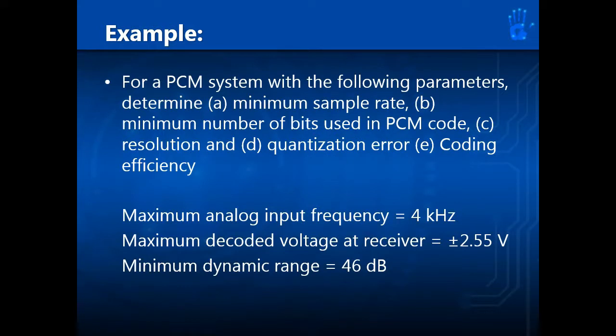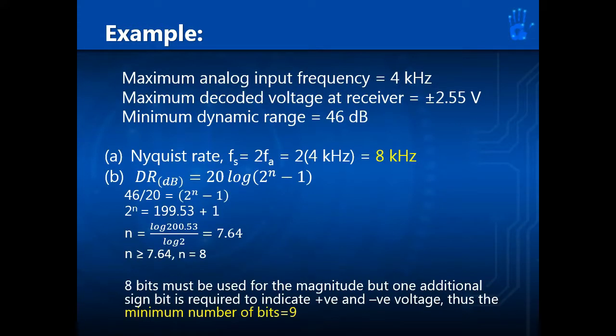Example: for a PCM system with the following parameters, determine A. Minimum sample rate, B. Minimum number of bits used in PCM code, C. Resolution, and D. Quantization error. First, let's find the Nyquist rate.